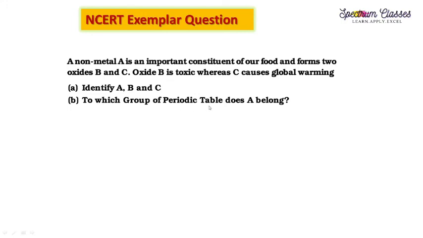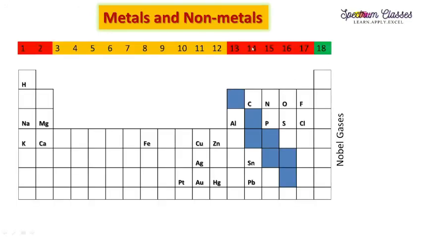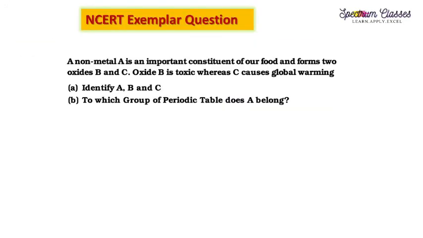Which group of the periodic table does A belong to? So A belongs to the 14th group of the periodic table. Here you can see carbon belongs to the 14th group. The relation of this carbon to the 14th group we have already discussed in the periodic table videos.